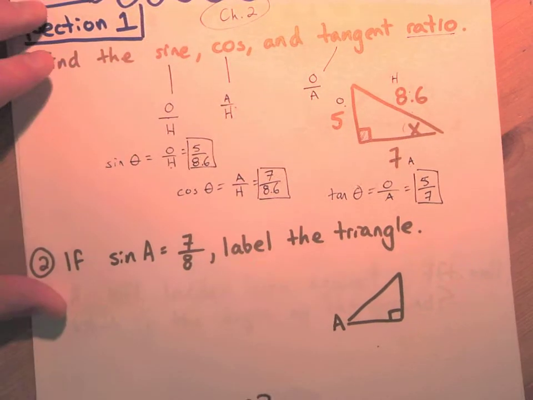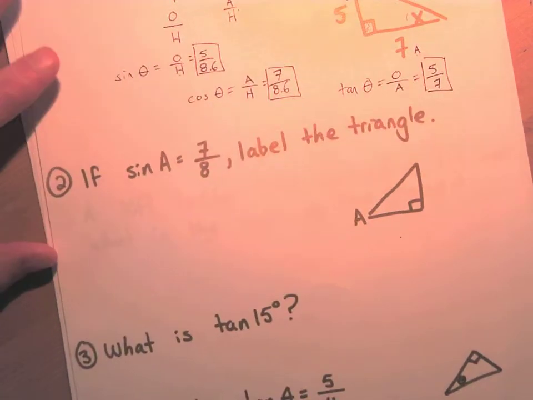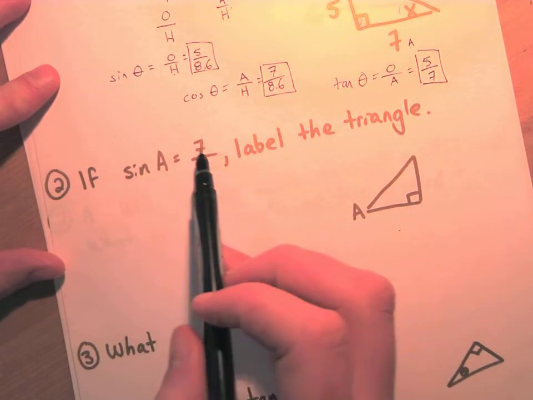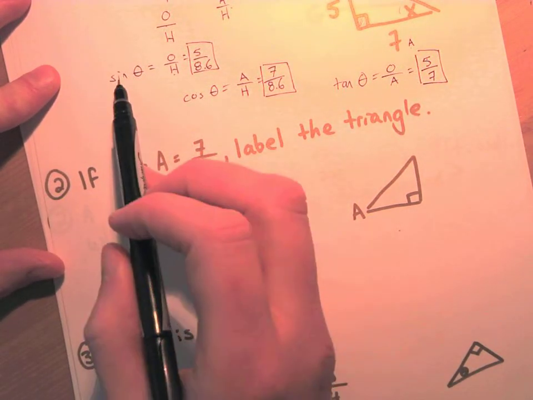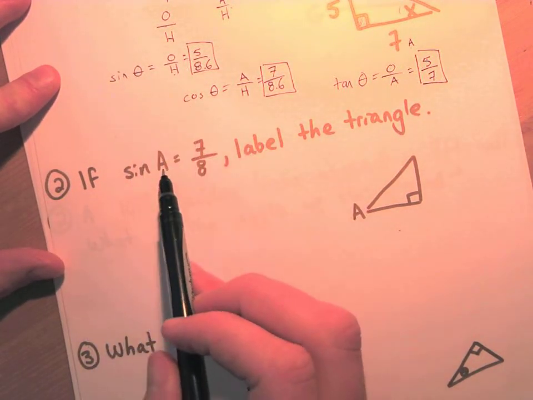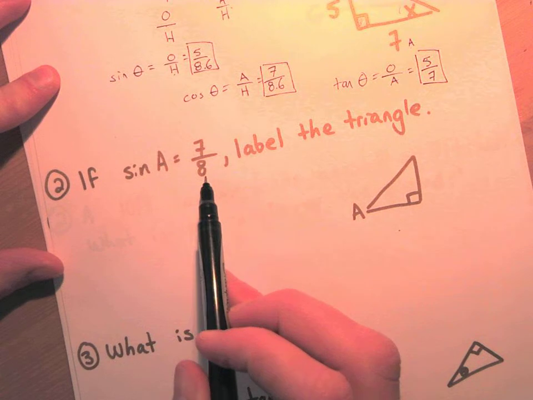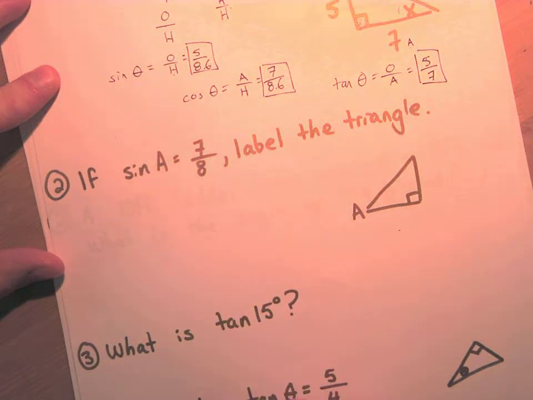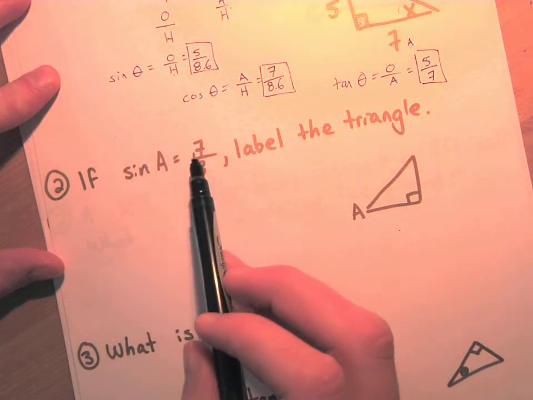All right, so let's go on to question 2. Here's an equation, standard. Sine theta is O over H. So what's our O? It has to be 7. What's our H? Has to be 8. So sine A is 7 over 8.